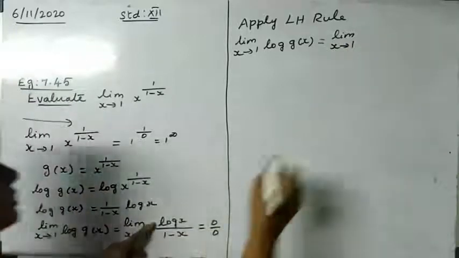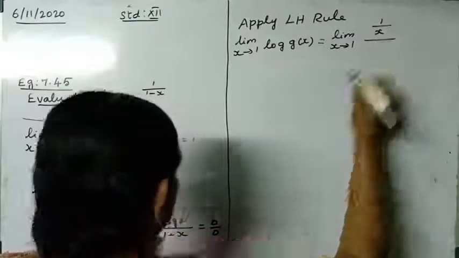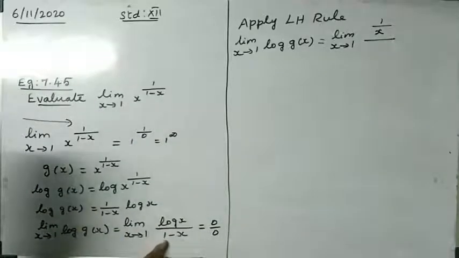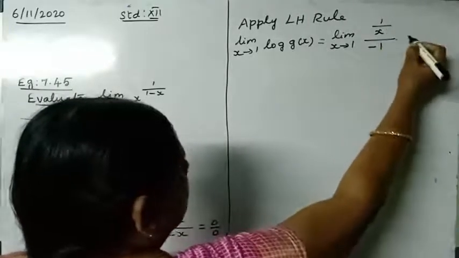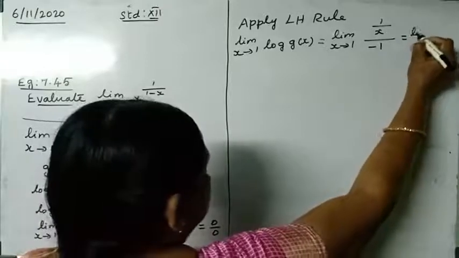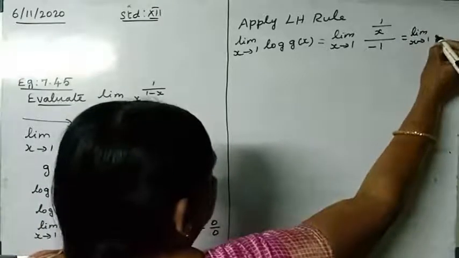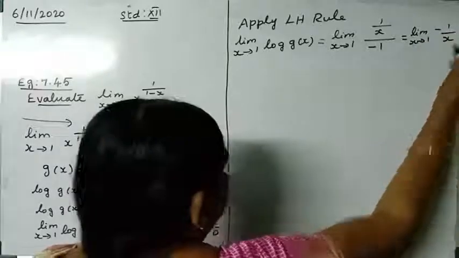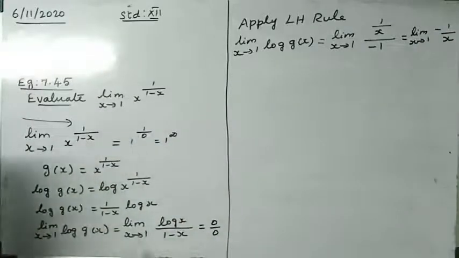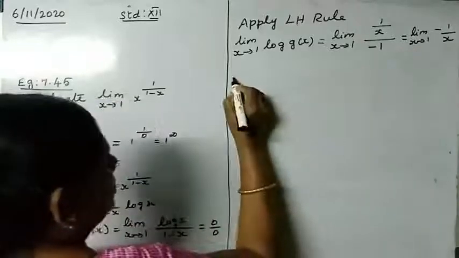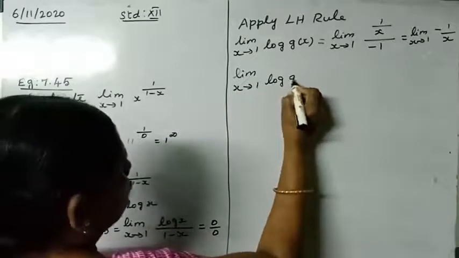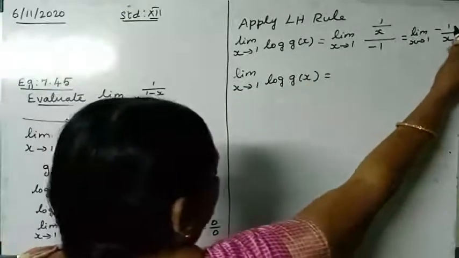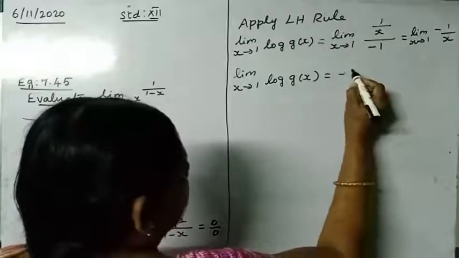So log x differentiated gives 1 by x, divided by 1 minus x differentiated: 1 differentiated gives 0, x differentiated gives 1, and because of the minus, minus 1. So taking the minus up, it is limit x tends to 1 minus 1 by x. Now if I substitute the limit value, it is limit x tends to 1 log g of x is equal to minus 1 by 1, which is minus 1.